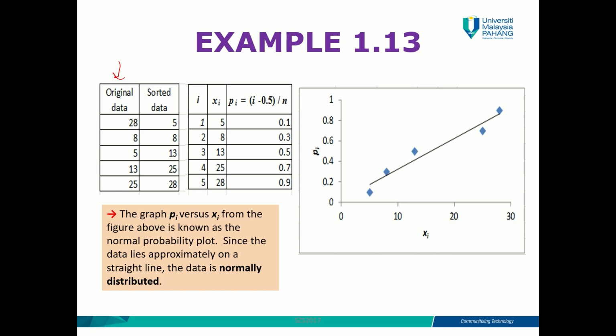Step number 2, we enumerate the sorted data from i to n, and then we calculate the probability value for each xi. Okay, this one is the probability value for each xi. Then we plot the graph. So the graph of pi versus xi from the figure above is known as the normal probability plot. Since the data lies approximately on a straight line, the data is normally distributed.